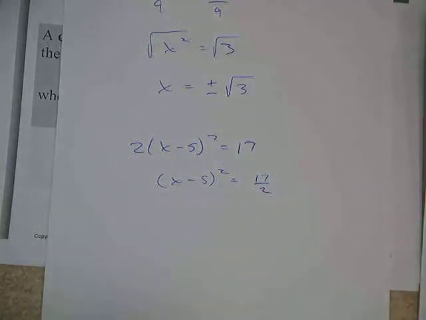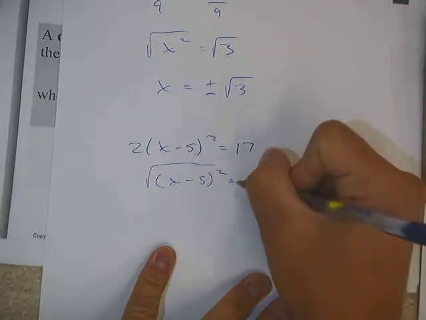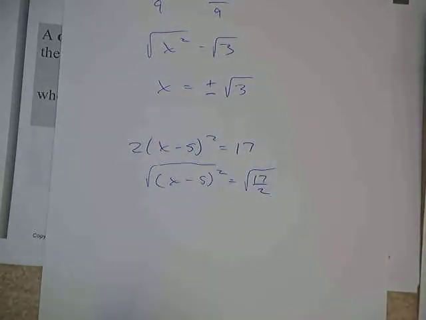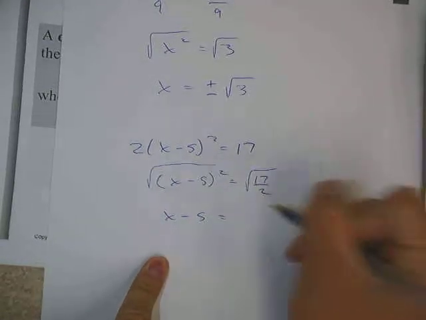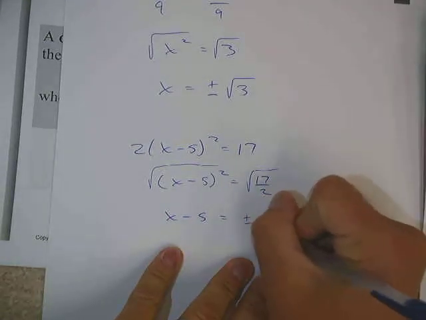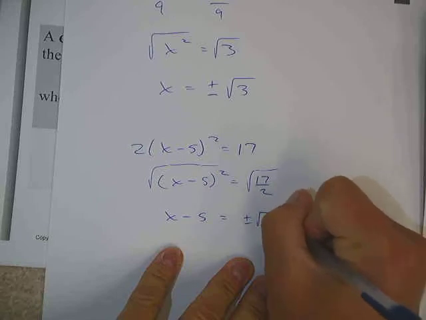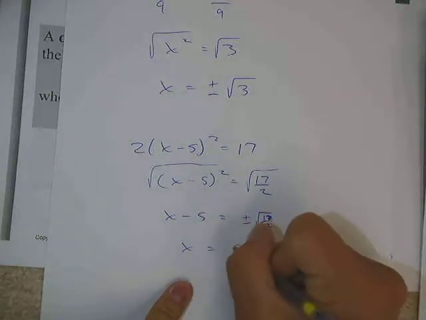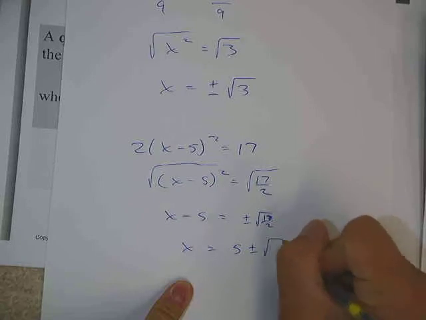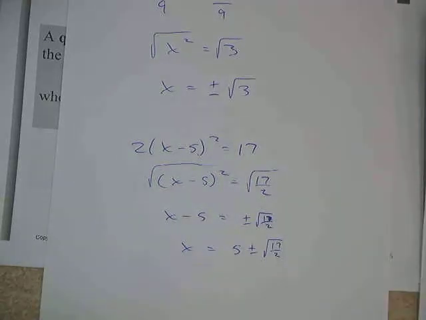So we'll divide by 2 here to get that alone, and then we'll take the square root of both sides. That's also okay in this case when we have that stuff in parentheses and it's all squared. So that would leave me with x minus 5 over here, and on the other side, the square root of 17 halves. And then from there, I would add 5 to both sides, and I'd have 5 plus and minus the square root of 17 halves.